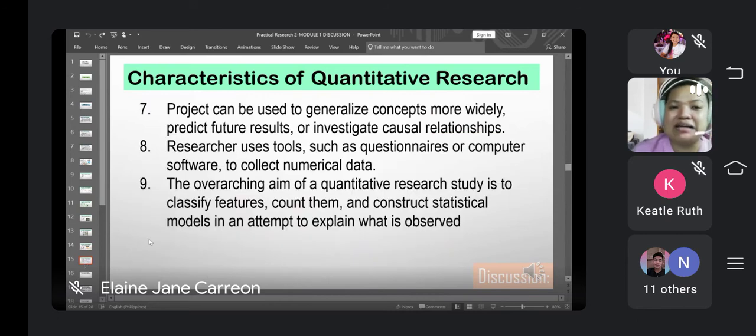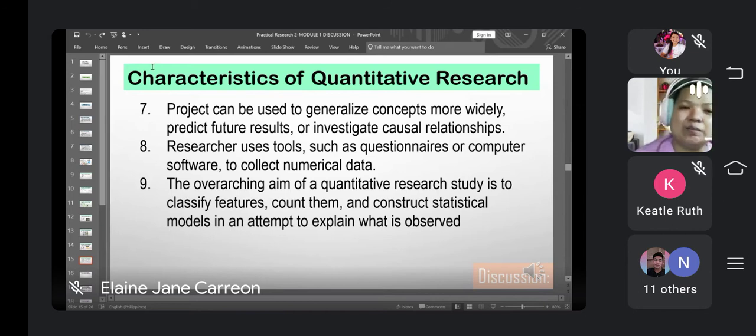Kaya nga, ang inyong lingkod ay isang mathematics major dahil ang quantitative research ay nag-justify na isang mathematics major kasi nga puro number ang pinag-uusapan natin dito. Research siya na may kasamang number.